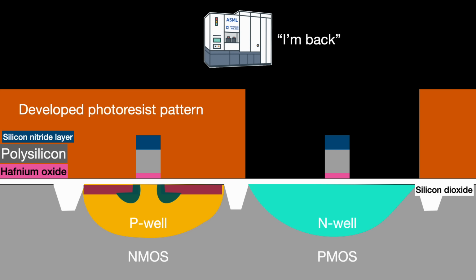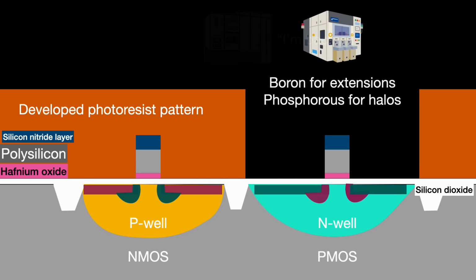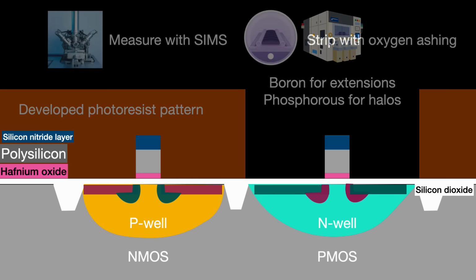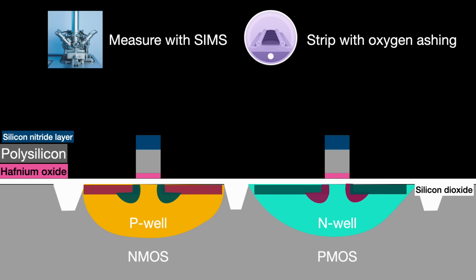We strip the resist and then do lithography to cover up the NMOS areas and expose the PMOS areas. Then we run the same thing as before, creating the extensions and halos. But since we are doing PMOS now, we flip it. First, implant boron atoms to create the source-drain extensions, and then phosphorus to create the halos. Measure things with the SIMS, and then strip off the resist with another round of oxygen plasma ashing.